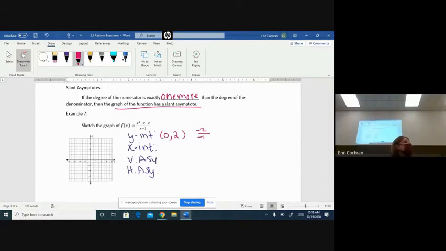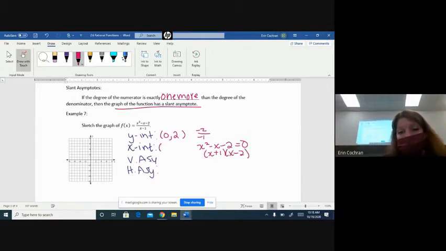To find my x-intercepts, I look for the zeros in my numerator, right? If I look at my numerator, we have x squared minus x minus 2. We set it equal to 0. So how do I find my intercepts here? Factor. And what do we get when we factor? x plus 1, x minus 2. So what are my intercepts? 2, 0, and -1, 0. Now, could I graph all this information as I'm doing this? Yeah, don't worry about it.